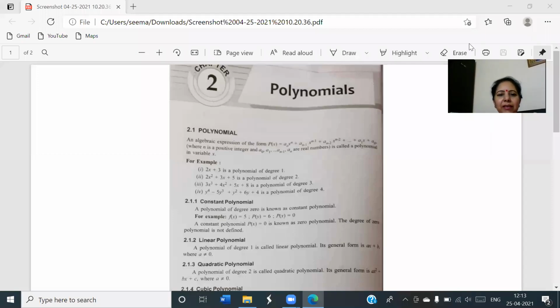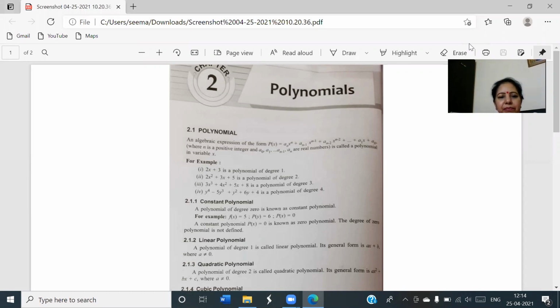Hello children, let's start Chapter 2, Polynomials. Polynomials you have done in class 9th. Some properties of polynomials are the same.